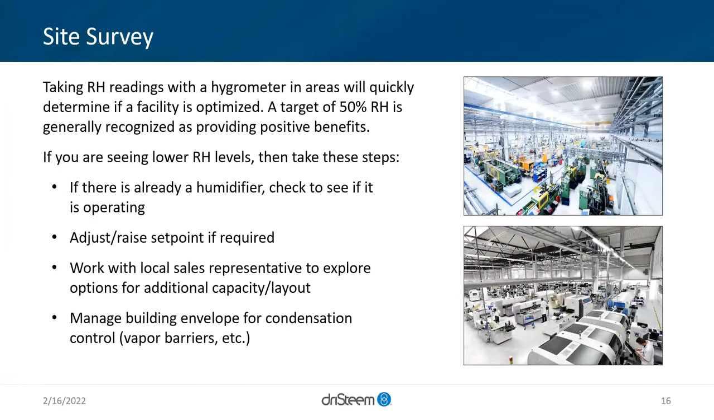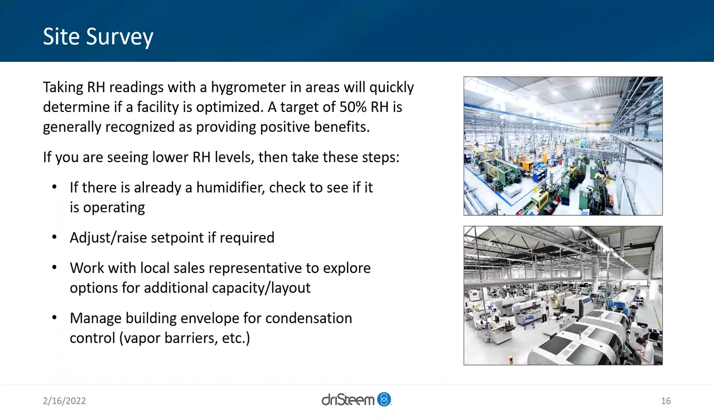So at that target of 50%, just from picking a singular point within that range, if you're seeing lower than that, if there is a humidifier, check to see if it's operating. If there's no humidifier, then obviously contact a local sales representative of Dry Steam, and we'll come help explore options to understand your layout, your goals, your capacities, what you're really looking to get out of humidification control. Looks like I skipped a bullet point: if it was below your target set point for control, adjust or raise the set point.